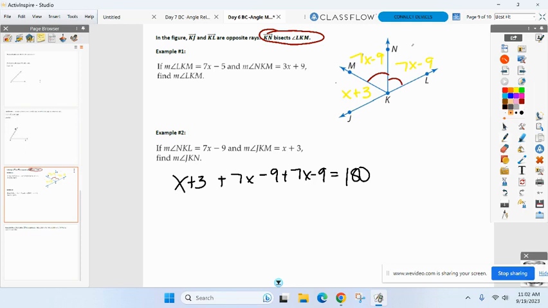Please also, because I always see this even from honors students every year, 180 degrees is only for angles. For some reason, I'll start seeing it like we're doing a midpoint problem, or all of a sudden people set stuff equal to 180. Only if we're dealing with angles. All right, go ahead and solve. I shouldn't have to hold your hand here now, right? Solve, plug it back in, and let's find the measure of JKN.